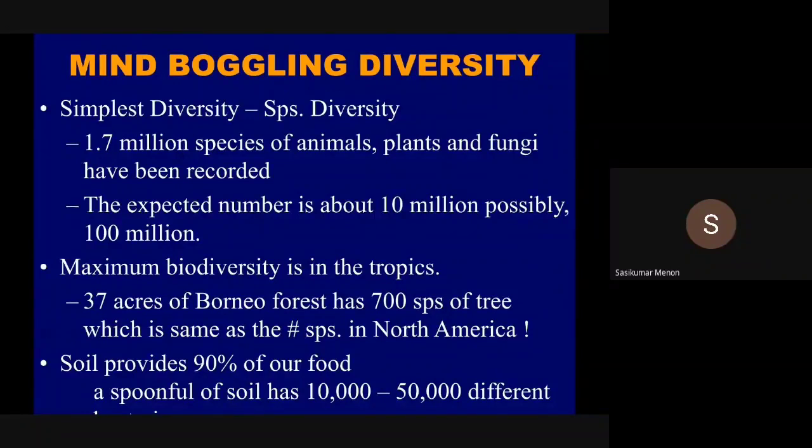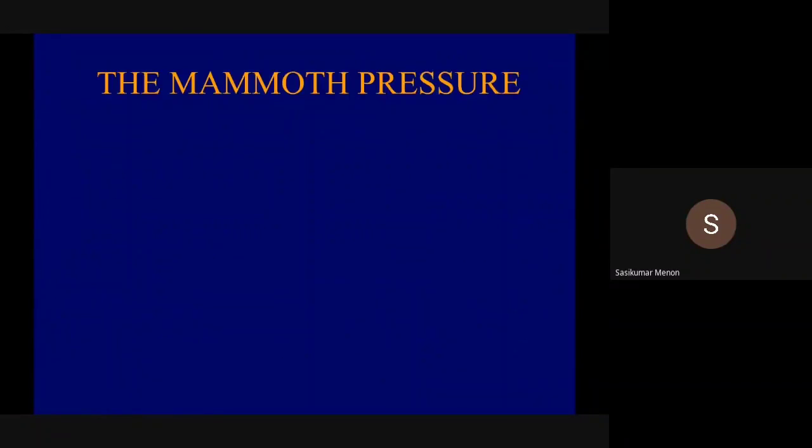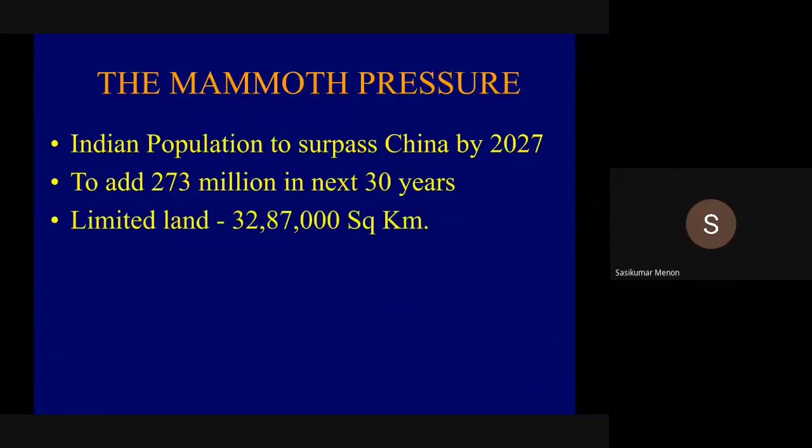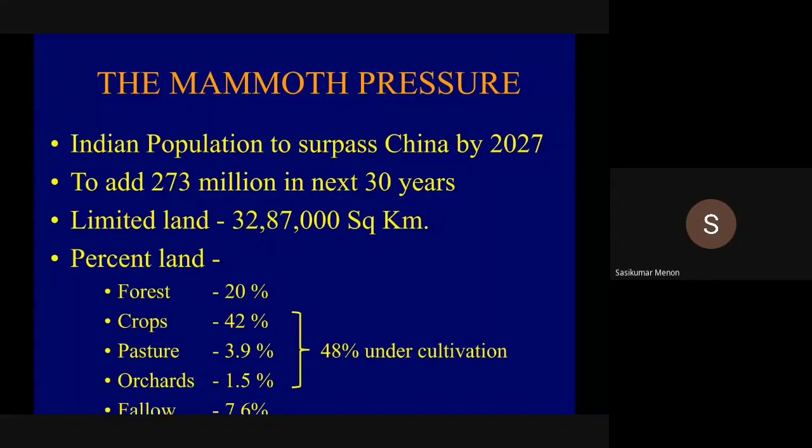Now this is what we call a diversity of life, but they are all under mammoth pressure. Pressure due to what? Pressure due to our population, an increasing population, and there is less land because the land we have is limited, but our numbers are increasing. Now, if you look at India itself, almost 50% of land is used for cultivation. That's a huge amount, and already we have used up our resources to a great amount.